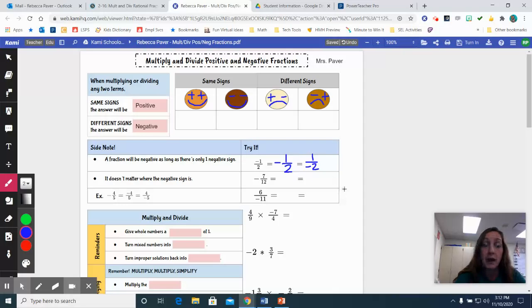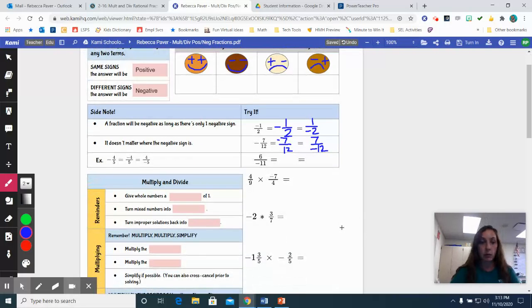You'll need to know that in order to be able to apply the rule of same signs or different signs. Here's another example. Negative 7/12 is the same as negative 7 over 12. And that is also the same as 7 over negative 12. All of these are negative. The same thing would apply to the bottom one, but to keep our video shorter so that I can keep you engaged, I will skip that bottom one.